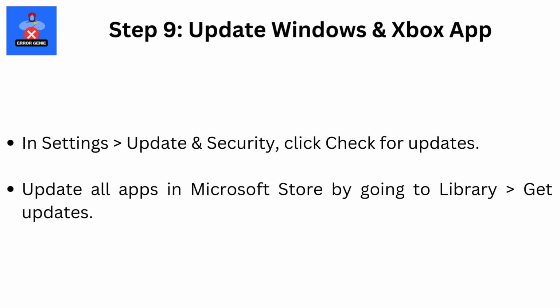Step 9. Update Windows and Xbox app. In Settings, then Update and Security, click Check for updates. Update all apps in Microsoft Store by going to Library, then Get Updates.